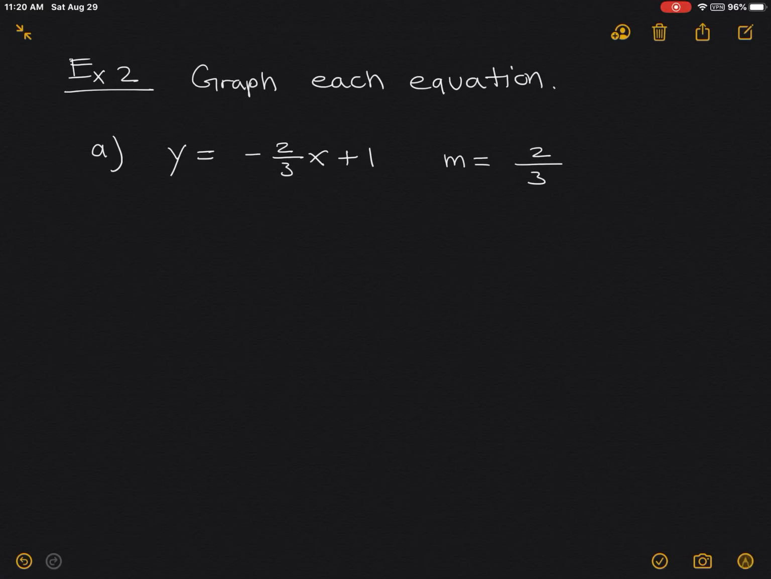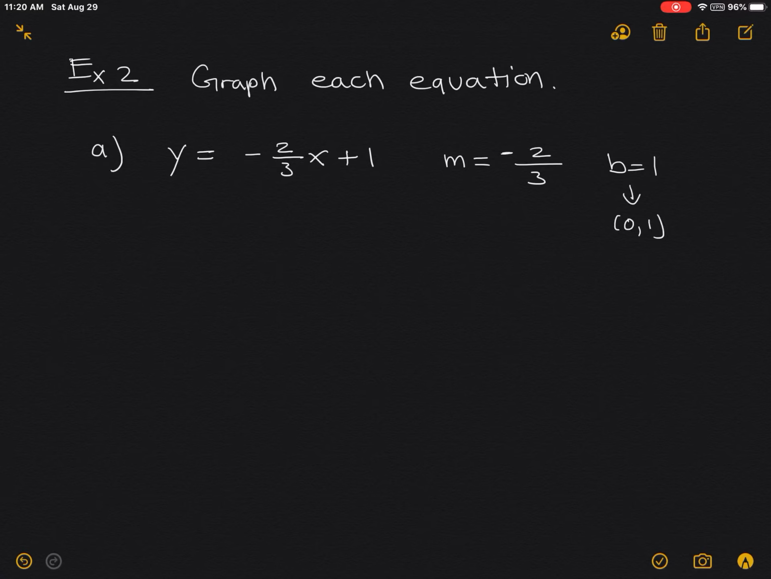Now notice the negative is at the fraction bar. You can put the negative on the top or on the bottom. So I'm going to put the negative right here. It doesn't matter where you put it, just put it either on the top or the bottom. And then the y-intercept, the b, is just 1, which means (0, 1).